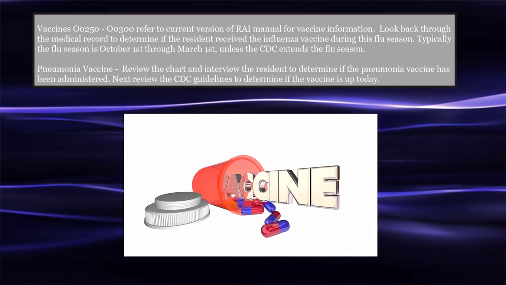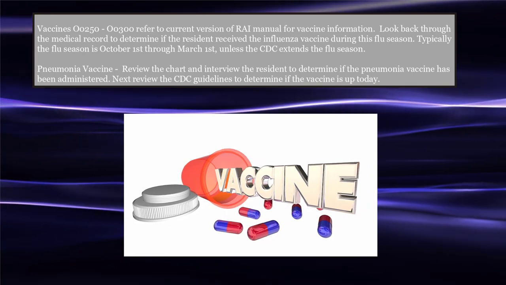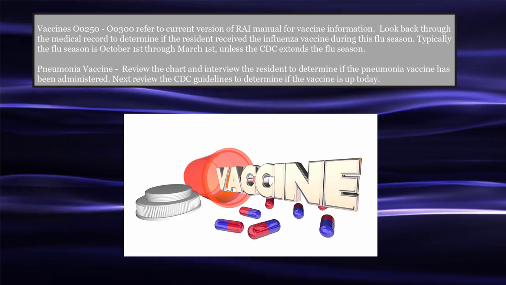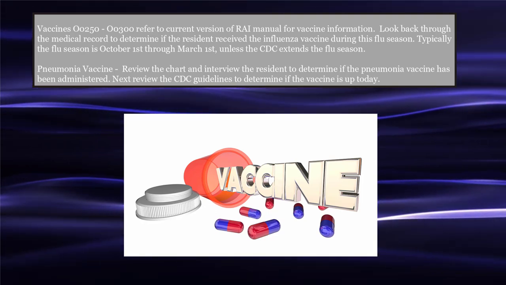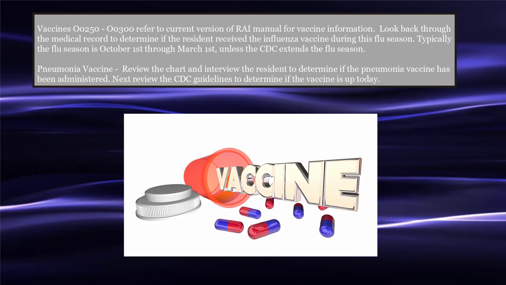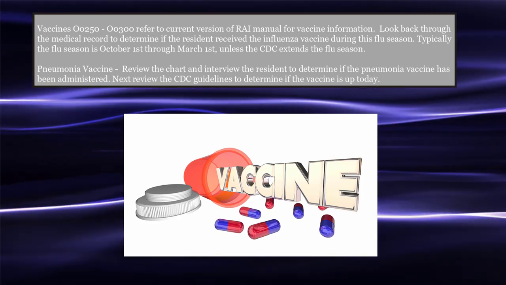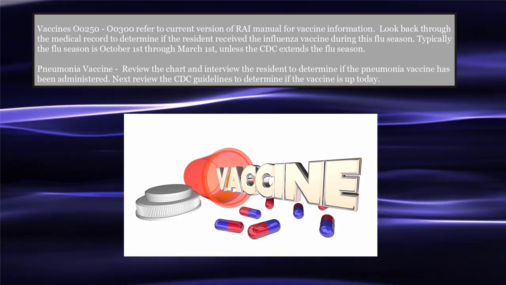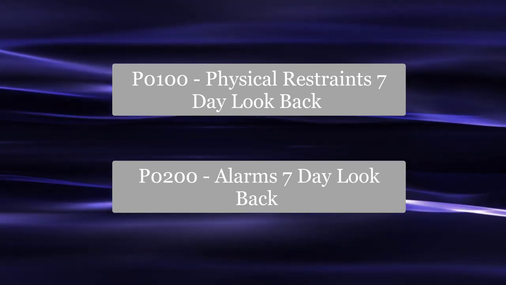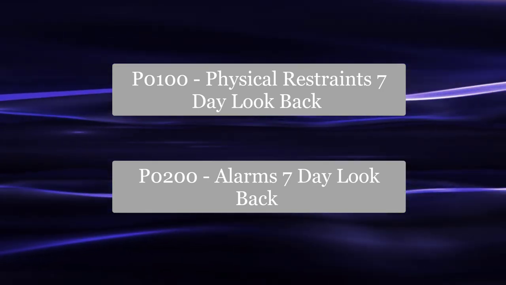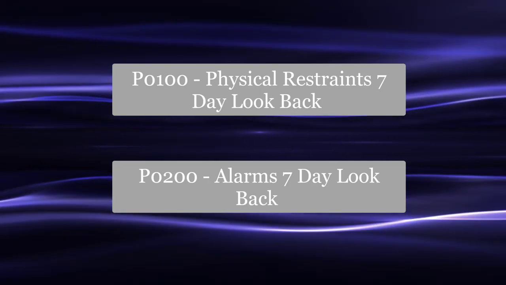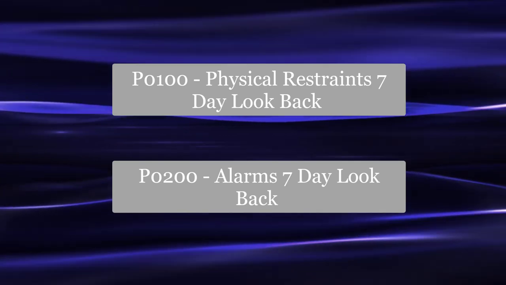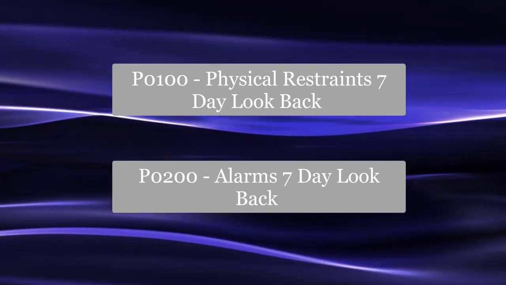Section O0250 through O0300 are vaccines. You'll be looking back through the record to determine if the influenza vaccine was given during this year's flu season and to see if the resident's pneumo vaccine is up to date. Make sure to check with your RAI manual for the flu season and the CDC for the guidelines for the pneumonia vaccine. Section P0100, physical restraints, you'll have a 7-day look back time frame for that item. In P0200, alarms, you have a 7-day look back period as well.